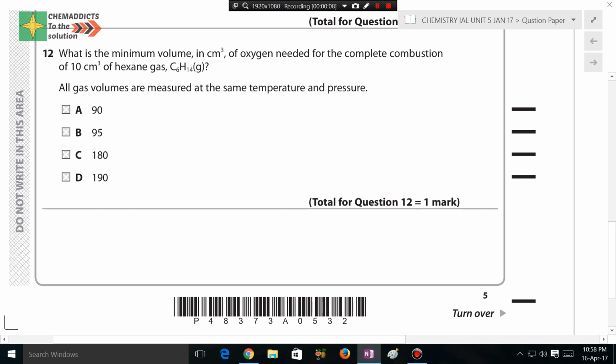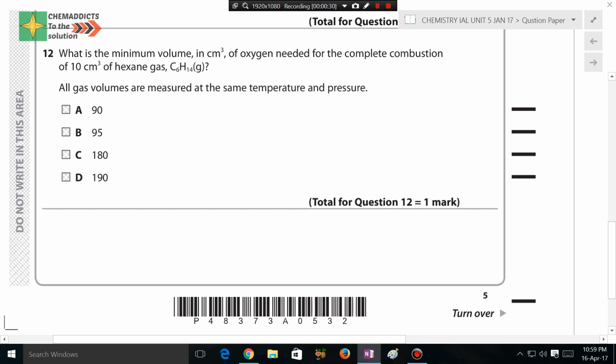Well fellas, now we're gonna solve question 12 of this question paper. Okay, let's get started. So let's read the question first. What is the minimum volume in cm cube of oxygen needed for the complete combustion of 10 cm cube of hexane gas? All gas volumes are measured at the same temperature and pressure.